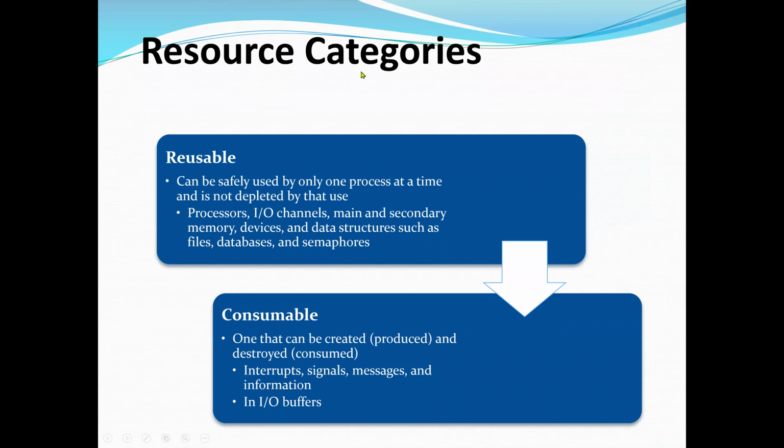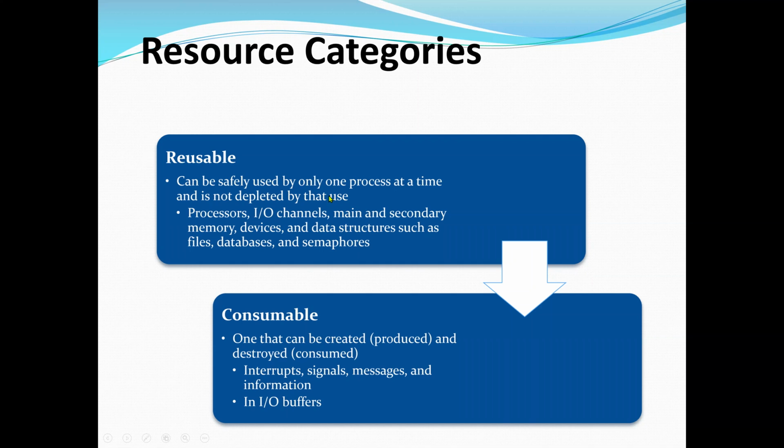So next we talk about resource categories. Here we say there are two general categories of resources that can be distinguished. We have the reusable and also the consumable. A reusable resource is one that can be safely used by only one process at a time and is not depleted by that use. That's why, again, it's reusable. Most important, it's not depleted by that use.